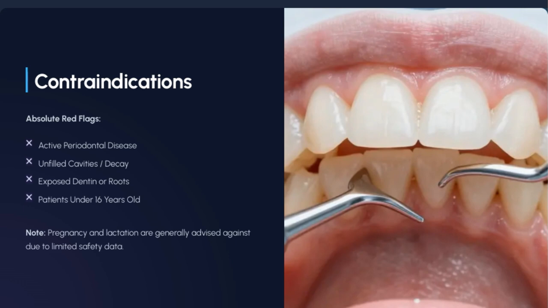Active periodontal disease is another key factor. When gums or supporting structures are inflamed or infected, certain treatments might worsen the condition or be less effective. Finally, we have what are called absolute red flags. These are the contraindications where proceeding could pose serious risks. Recognizing these helps us ensure patient safety at all times. Overall, understanding these contraindications ensures we make informed decisions and prioritize patient safety throughout their care.